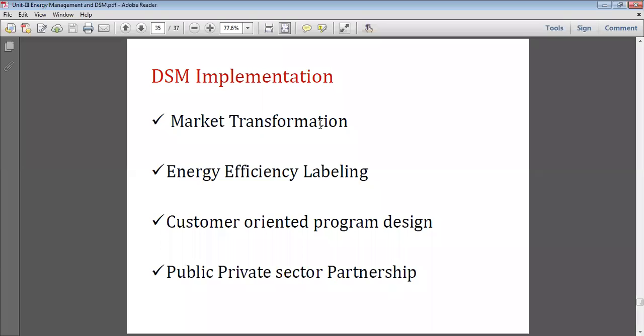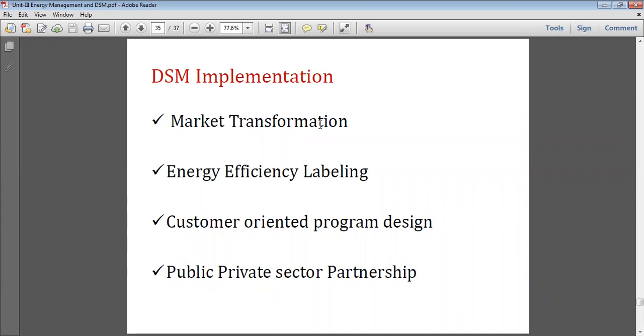The customer should be happy to use the electrical energy, to use electrical gadgets. So any program, any policy for the DSM should be based on a win-win situation between different types of consumer and the utility. Next is the public-private sector partnership. So there is some partnership in the technology, isn't it?